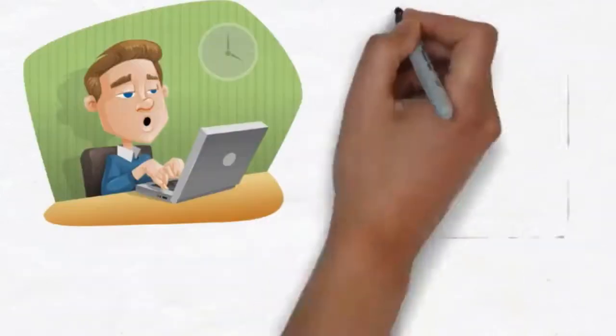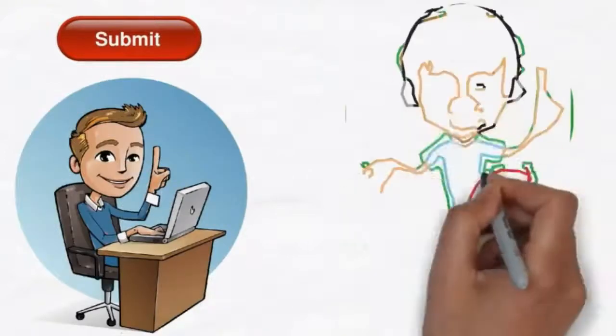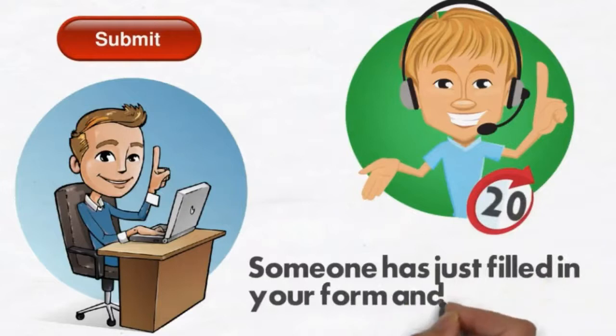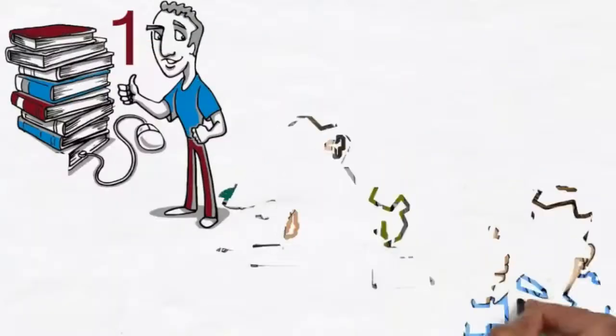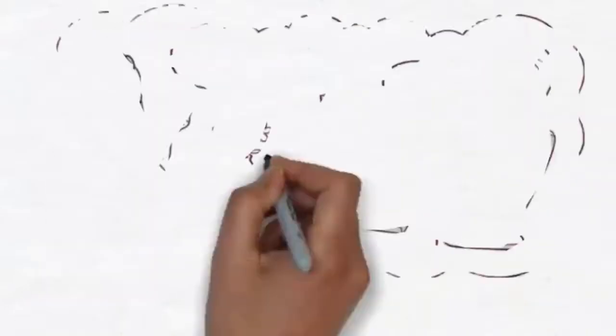Here's how. A prospective customer lands on your website and fills in your contact form to get information for your service. They click the submit button, and while they're still browsing your website, you receive a phone call from us within 20 seconds informing you that someone has just filled in the contact form and wants more info. You're given the option to press 1 to be automatically connected to the prospect's phone at the number they filled in on the web form.